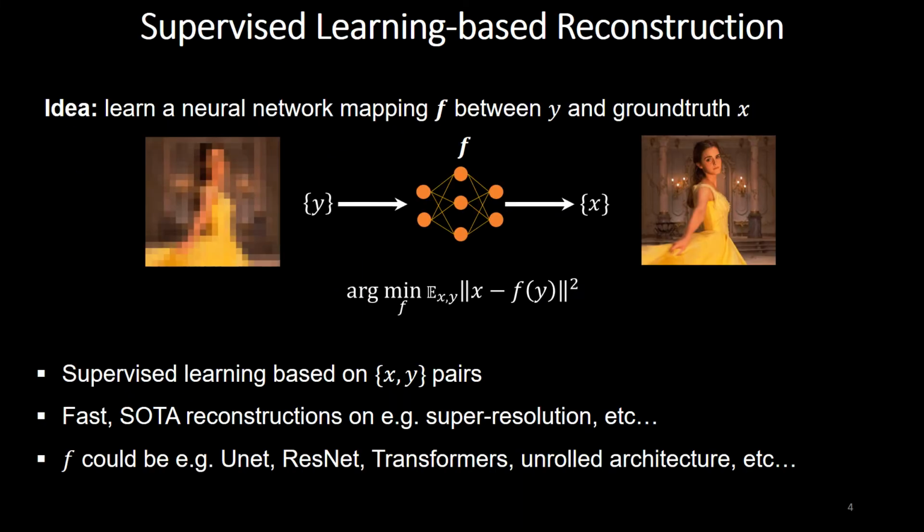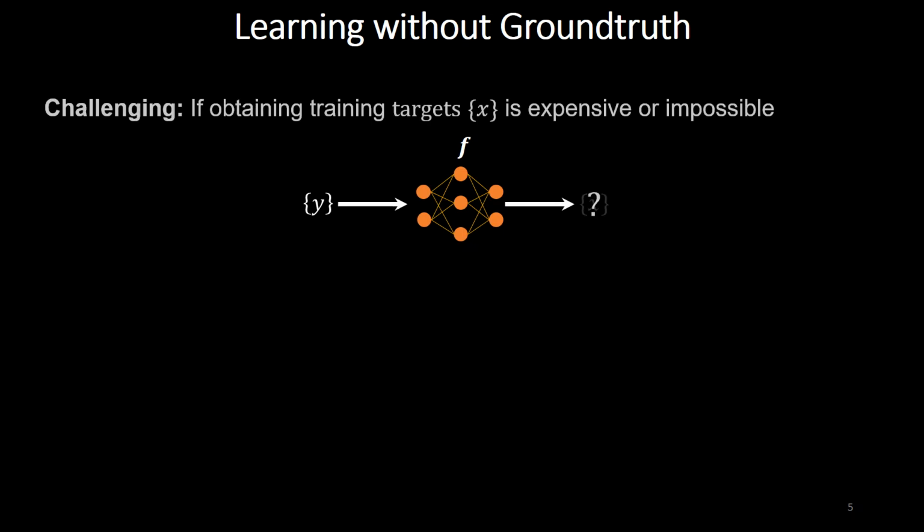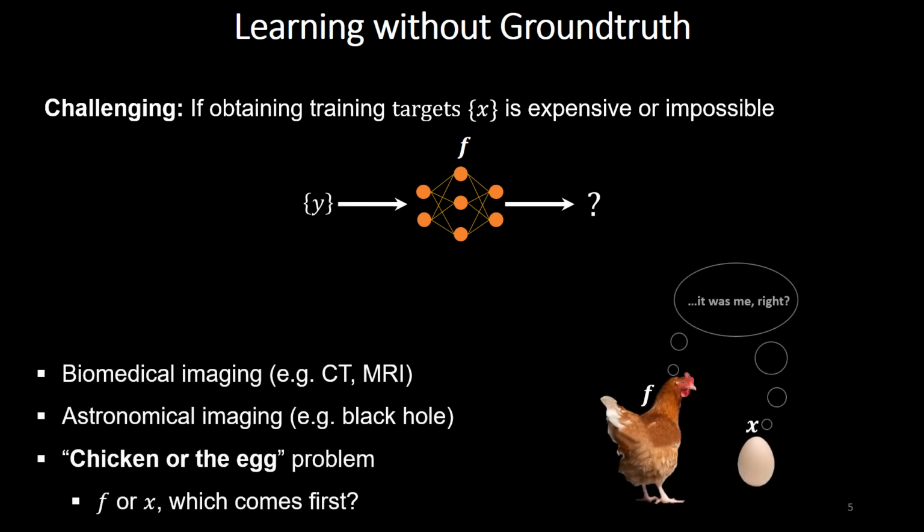We already know that state-of-the-art techniques can solve many inverse problems using advanced neural networks, using supervised learning on X and Y pairs. But the problem is the training samples may be expensive or impossible to get, which is very often the case in biomedical imaging or astronomical imaging. This raises the chicken and egg problem. I need my X to learn F, but I need my F to reconstruct X.